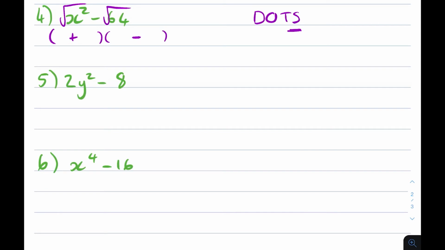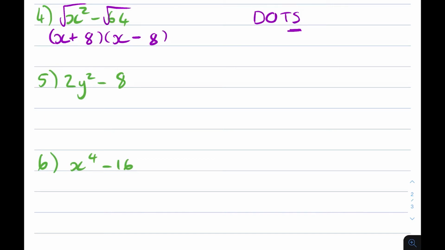So what's the square root of x squared? It's x times x, so it's just an x. So for the first bracket you put an x, and for the second bracket you put an x. Then for 64, what's the square root of 64? It's 8. So I put an 8 in the first term and an 8 in the second term, and that's then your answer.